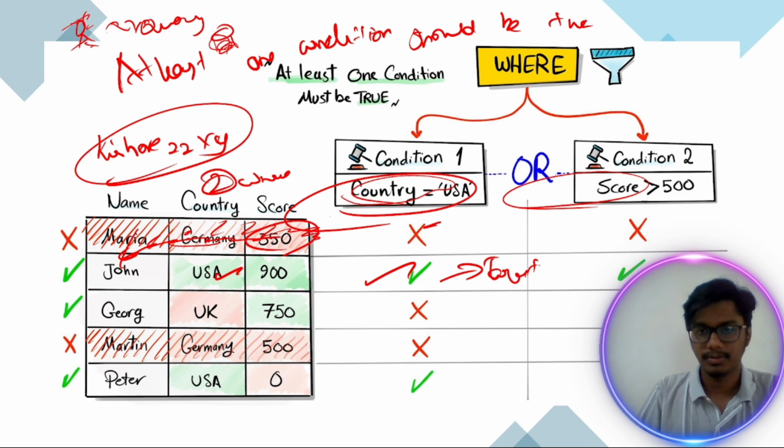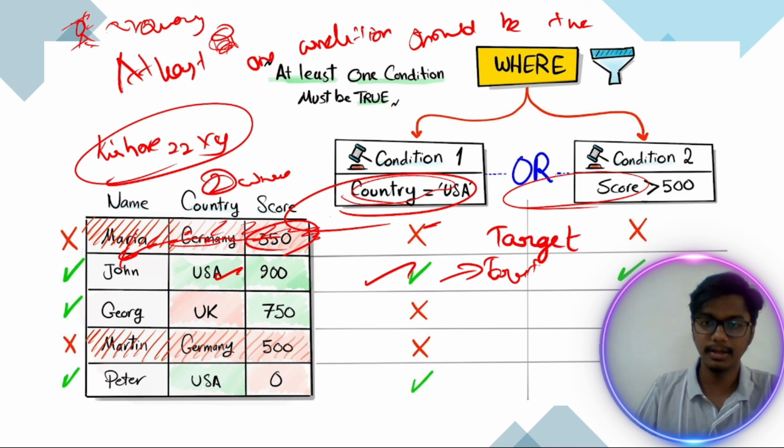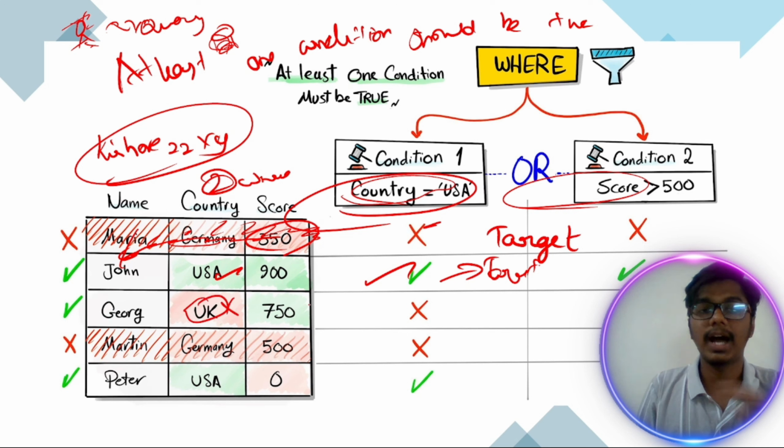Okay, so my handwriting needs to improve quite a bit. Okay, let me improve it. Again, let me get into George, and check whether George's country belongs to USA. The first condition fails, but I don't leave it at that. I just want to check another condition, whether the score is greater than or equal to 500.